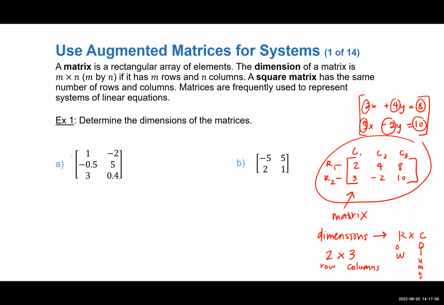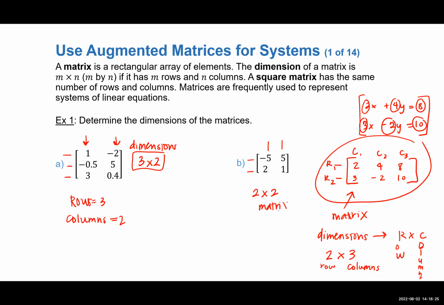So in this case, how many rows are there? 3 rows. How many columns? There are 2 columns. So this is a 3 by 2 matrix in terms of the dimension. Here we have row 1, row 2, column 1, column 2. So this is a 2 by 2 matrix because there are 2 rows, 2 columns. Yep. So that's just understanding dimension.